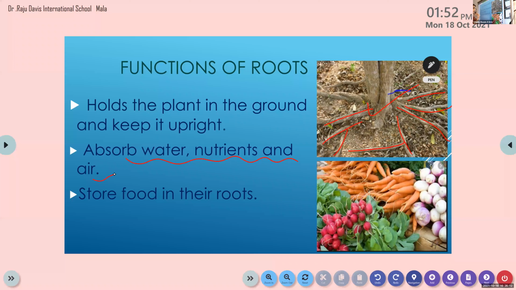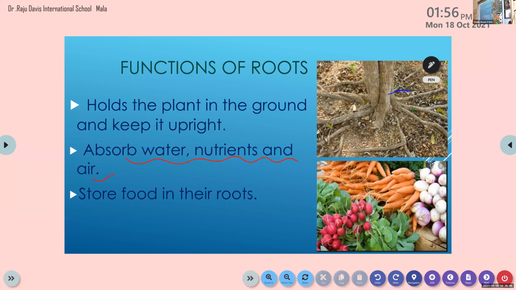For producing food, they need water. How will the plants get water? The water should reach the leaf, isn't it? So who is taking that water from the ground to the leaf? These roots. You can see it in this picture. These roots absorb water from the ground, and that water moves upward and reaches the leaves.